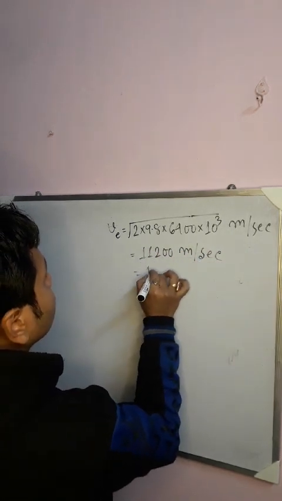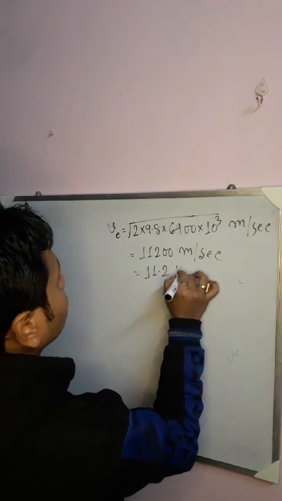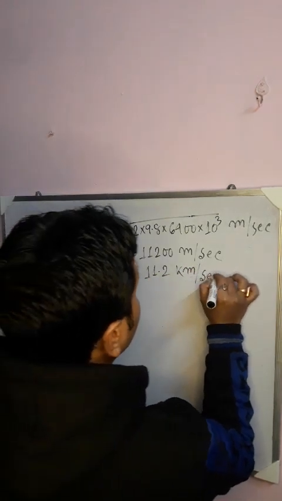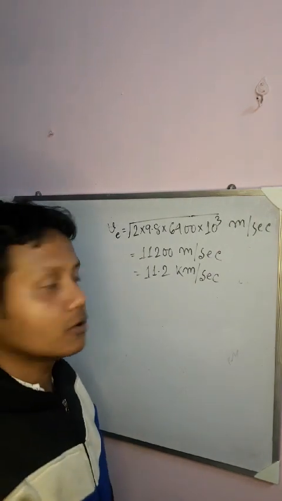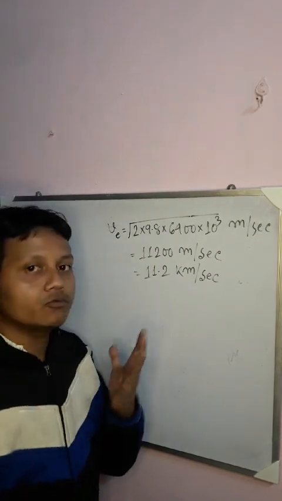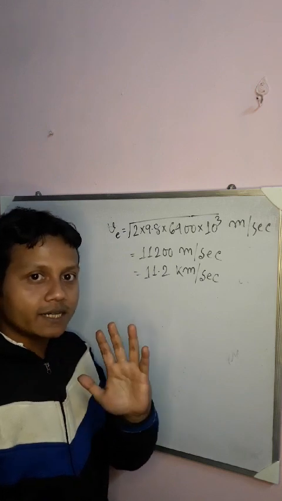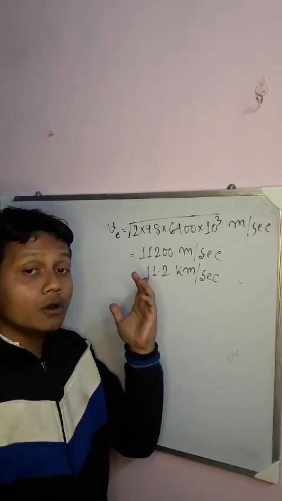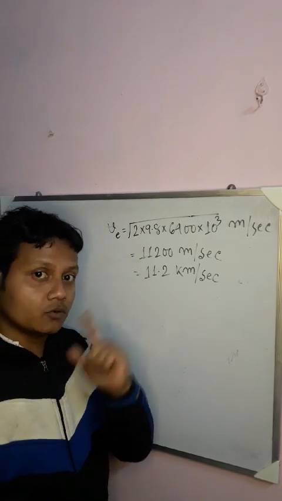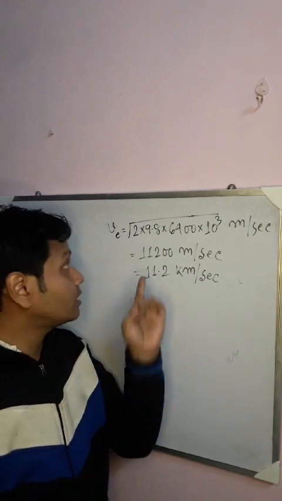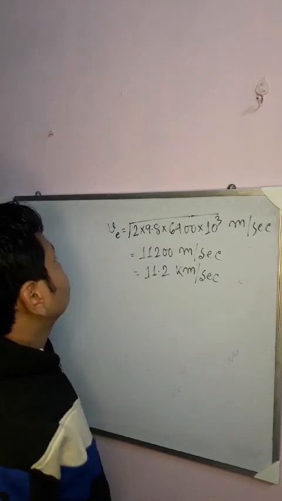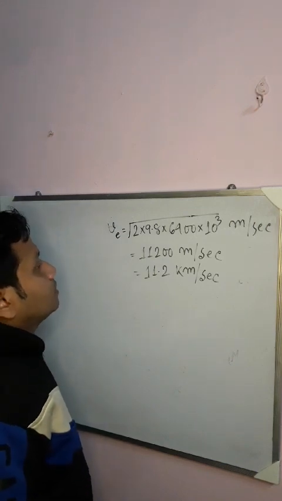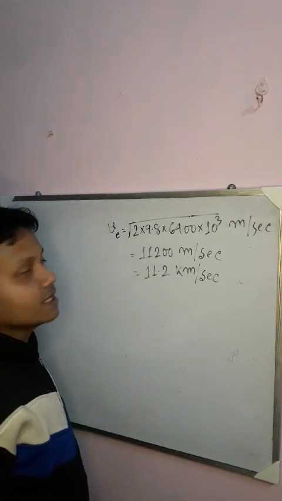That means 11.2 kilometer per second. So this is the escape velocity of earth, and similarly you can calculate the escape velocity of other planets if you know the value of radius of that planet. Obviously size will determine this. So this is what about escape velocity.